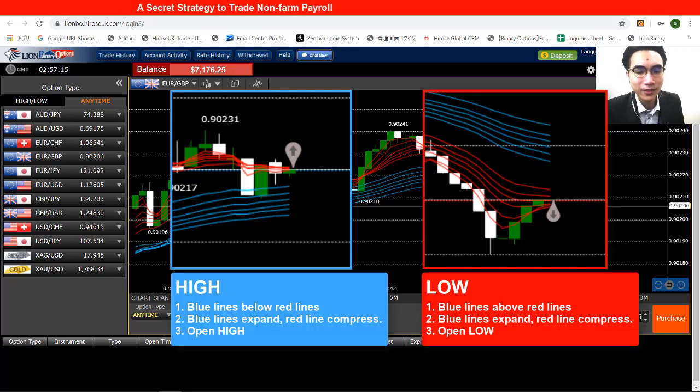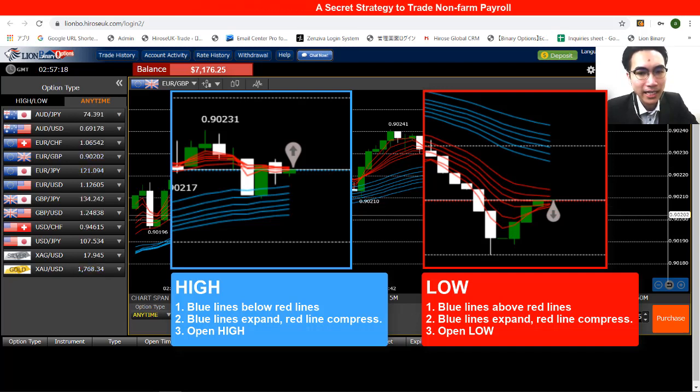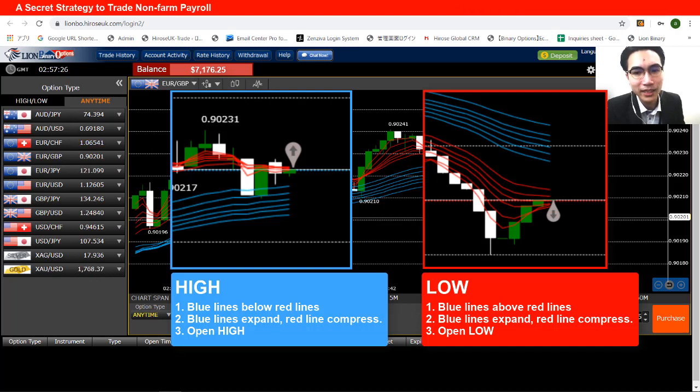On the other hand, when we want to open a low position, we need to confirm that the market is in a downtrend. A downtrend means that the blue line is on top of the red line, and then the blue line is banned. And when the blue line is banned and the red line compresses, we will open a low position there. So that's all you need to know. Remember this trick and use it in the NFP later at 12:30 to strike for profits.